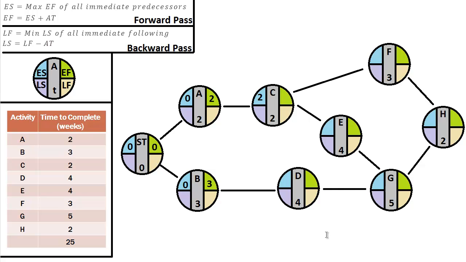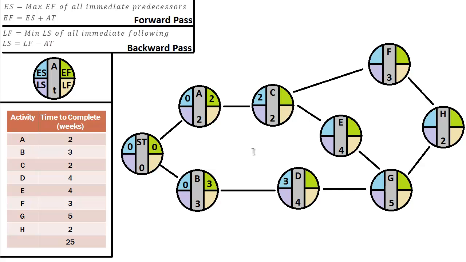Now let's go down to activity D. Same principle. The earliest start will be the maximum EF of all immediate predecessors. So what are D's immediate predecessors? Well, it only has one, and that's activity B. So the blue in D will be the green in B, and that is 3. When a node only has one immediate predecessor, like C and D do, it's very simple. The ES in the second node will be the same as the EF in the first node because there's only one.